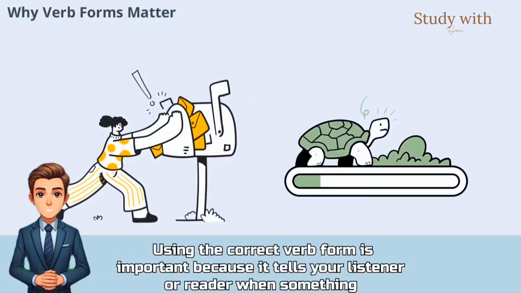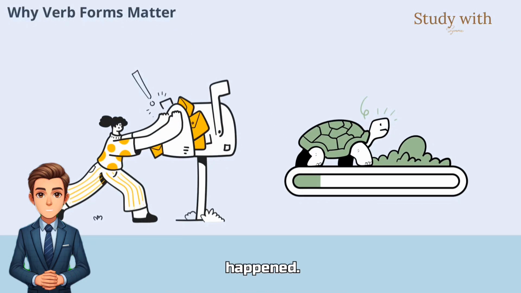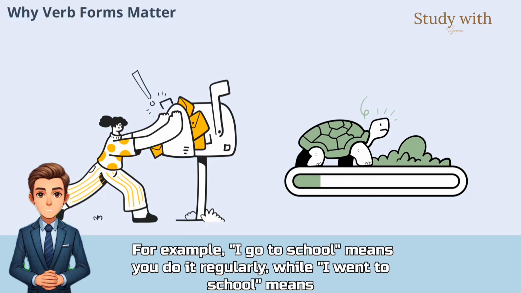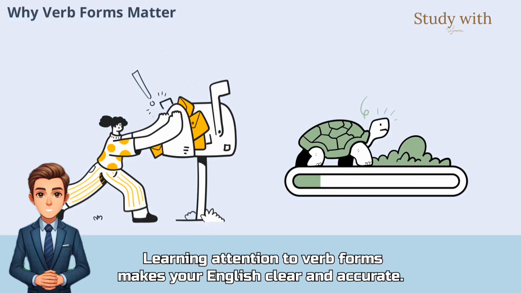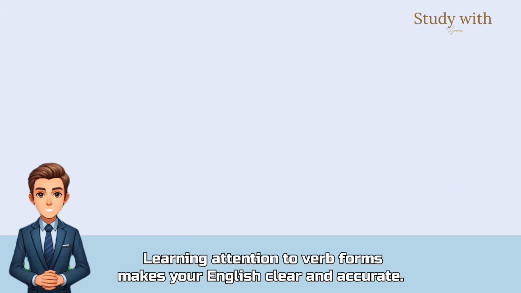Using the correct verb form is important because it tells your listener or reader when something happened. For example, I go to school means you do it regularly, while I went to school means you did it in the past. I have gone to school means the action is finished and has an effect now. Paying attention to verb forms makes your English clear and accurate.